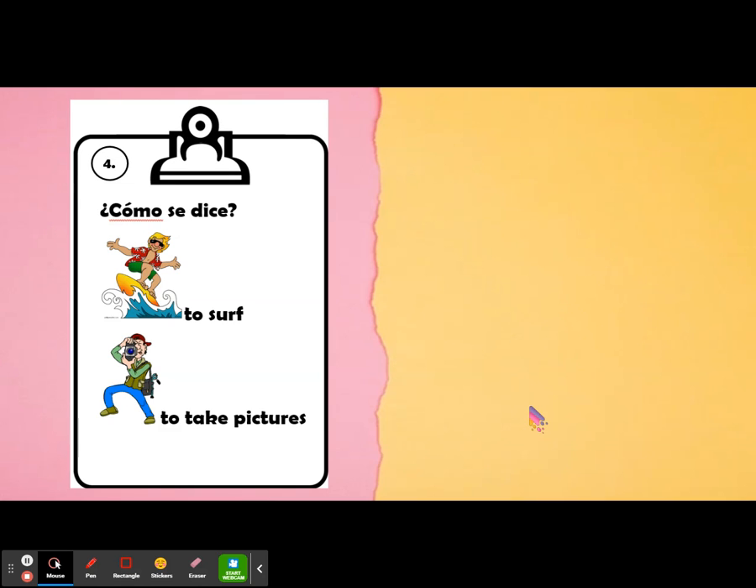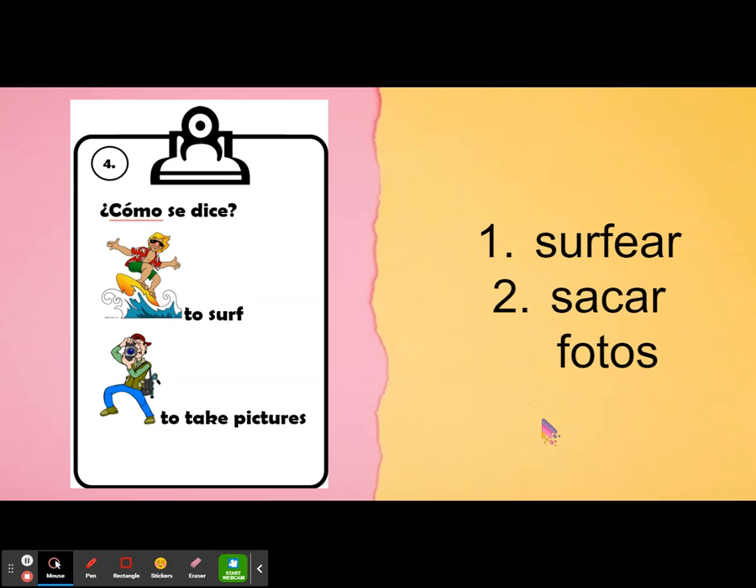All right, how do you say these two verbs? To surf and to take pictures. These are from our current vocab. How do you say to surf and to take pictures? And we should have surfear and sacar fotos.